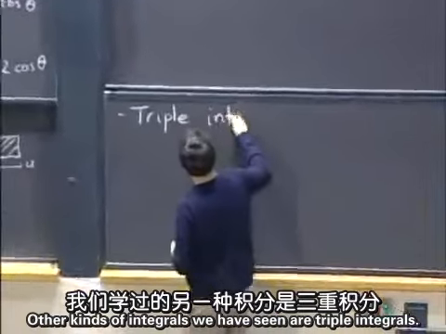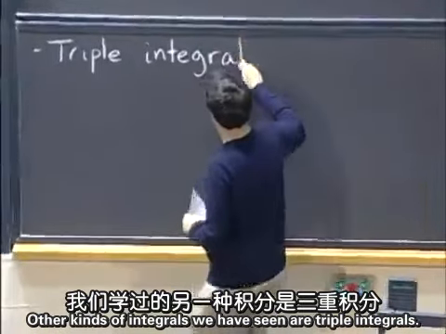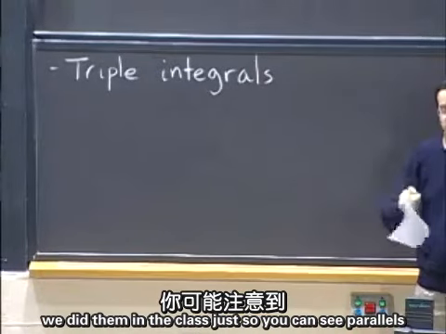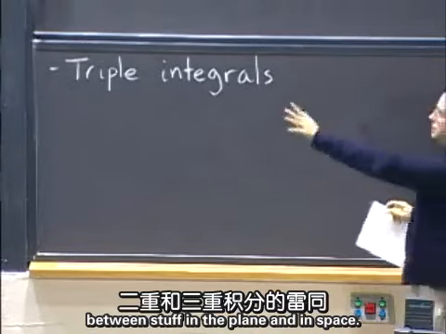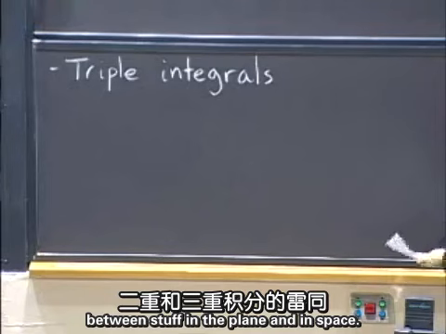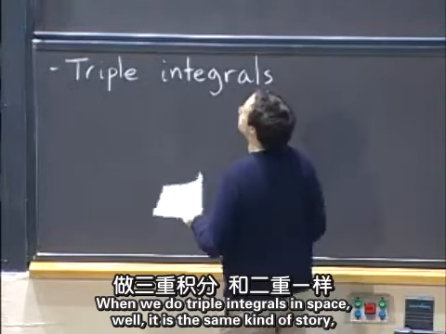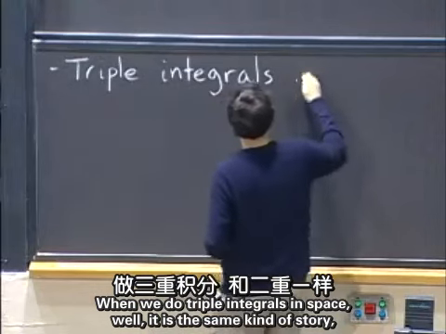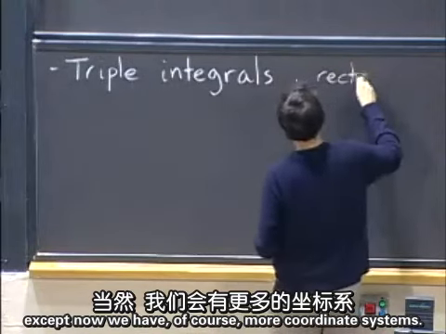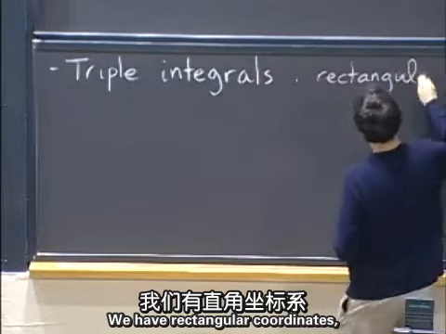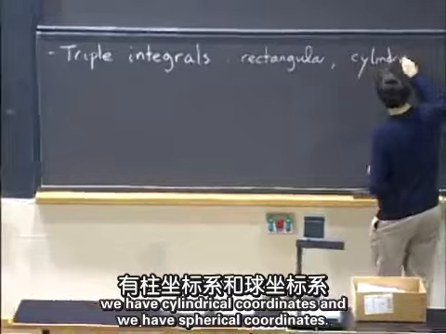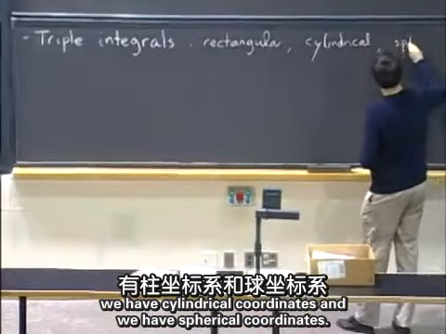Another kind of integrals we've seen are triple integrals, and I'm putting them here. I'm not doing things in the order that we did them in the class, just so that you can see parallels between stuff in the plane and in space. So when we do triple integrals in space, it's the same kind of story, except now we have more coordinate systems. We have rectangular coordinates. We have cylindrical coordinates. And we have spherical coordinates.